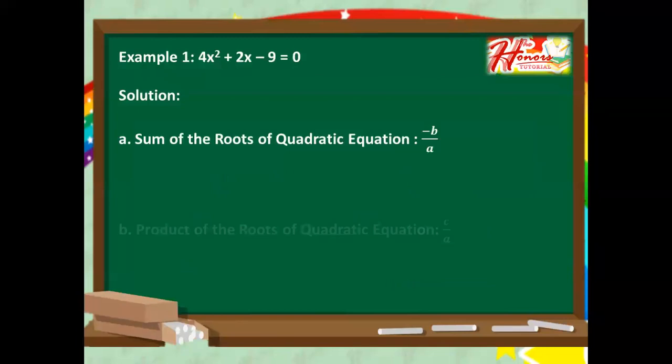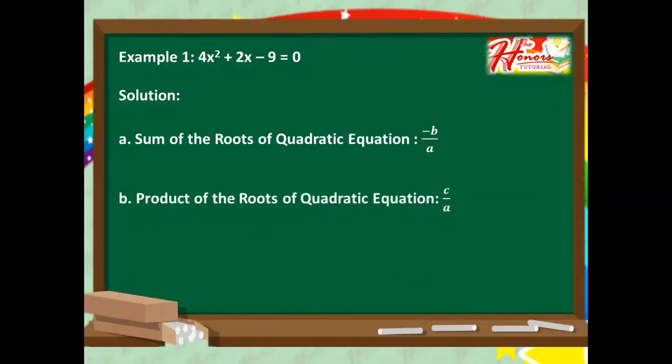So for example number 1, we have here 4x squared plus 2x minus 9 equals 0. How are we going to solve for the sum of the roots of quadratic equation and the product of the roots of quadratic equation? So the first thing that you have to identify is what is A, B, and C, because we will be needing it here in our formulas.